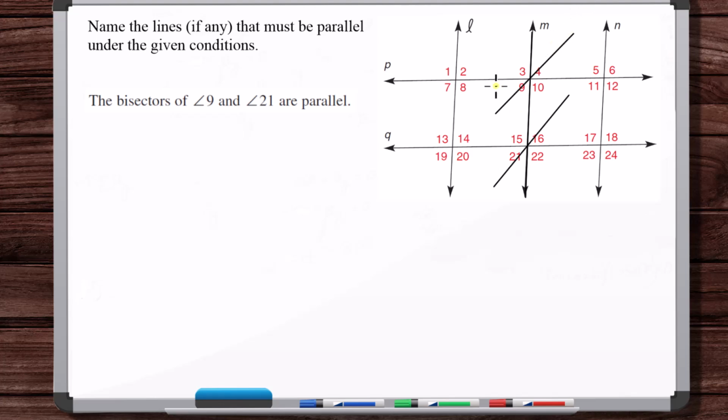Okay, so we know that this angle and this angle are congruent because they're bisected. And then based on vertical angles, these are all congruent. Now, these are congruent in the same way, but not necessarily the same as these angles, right? They didn't say anything about angle 21 and angle 9 being congruent.